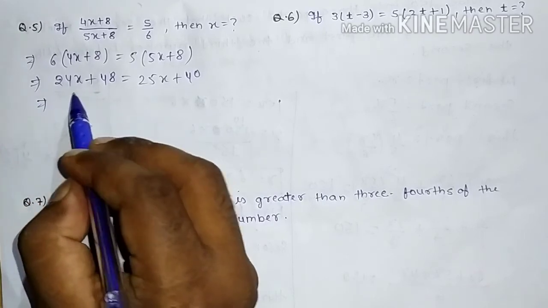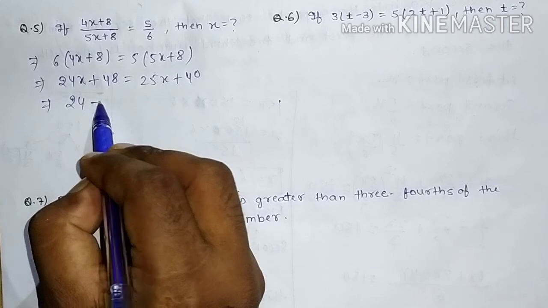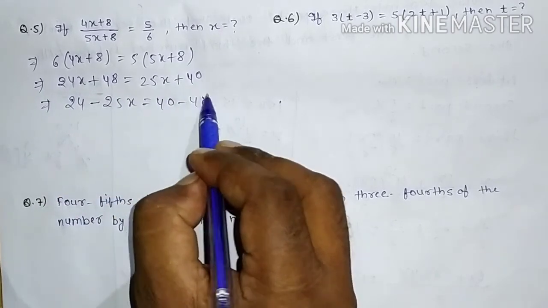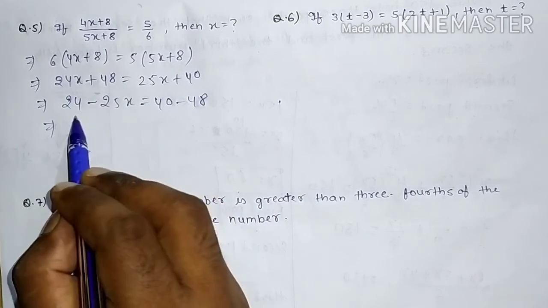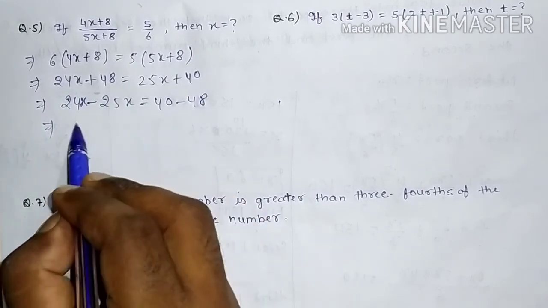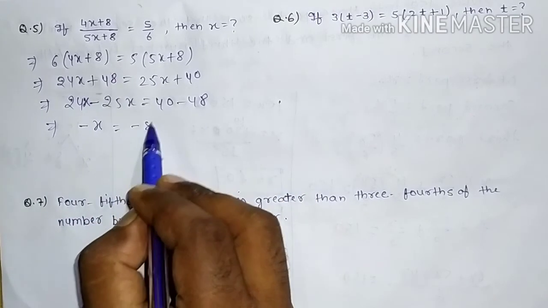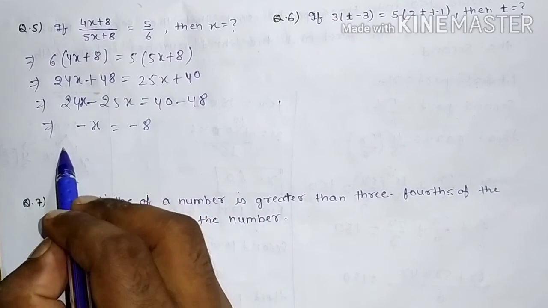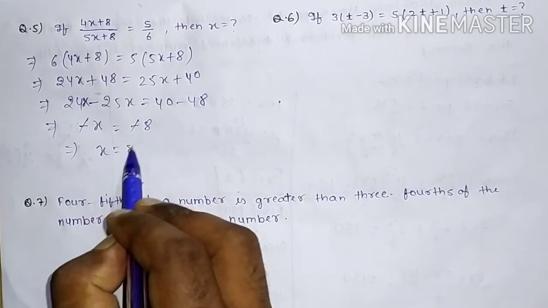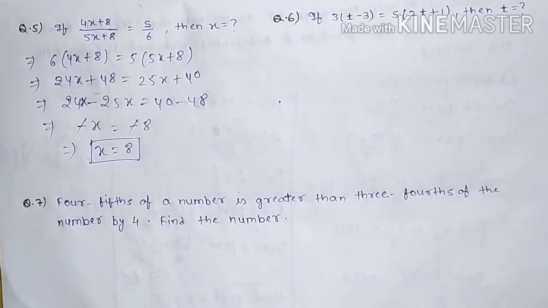Now 25x comes to the LHS side, so it becomes minus 25x, equals 40 minus 48. Now this is 24x minus 25x, so it is minus x, equals, this is minus 8. So minus minus cancel out and x equals 8. This is the answer, and it's very simple.